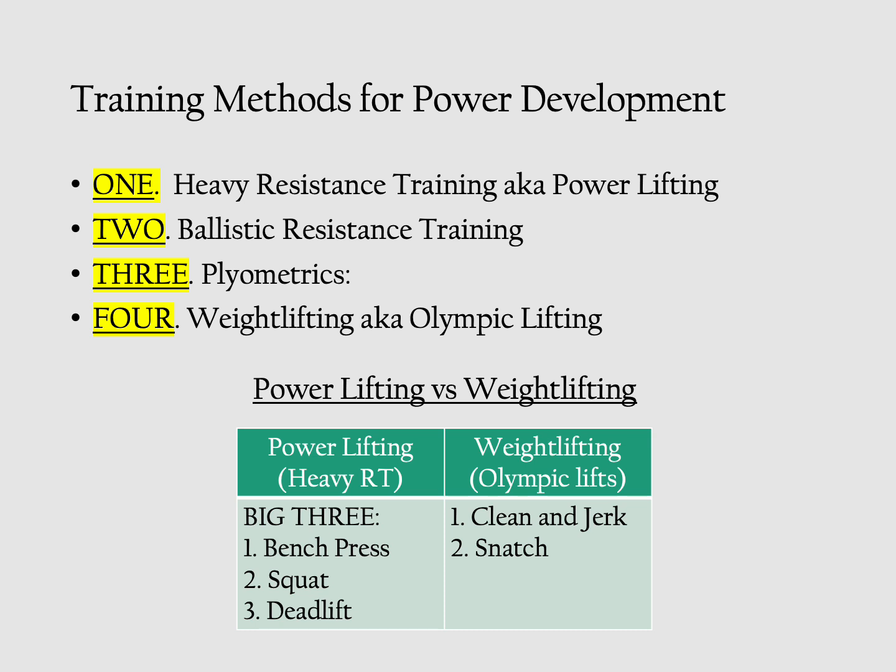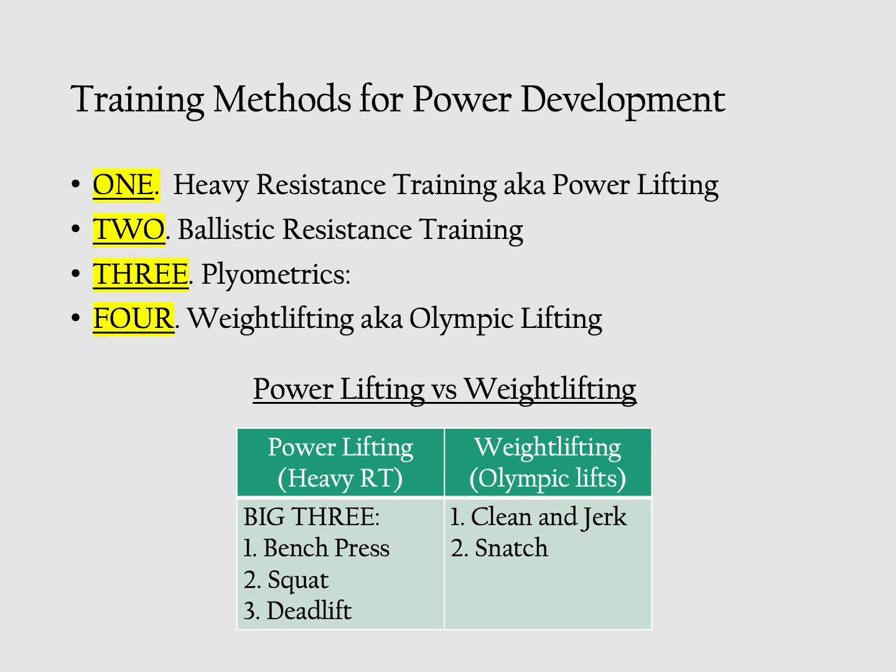Number 2, ballistic resistance training. Number 3, plyometrics. Remember our definition: eccentric muscle action immediately followed by concentric muscle action. This was the rubber band example. And then number 4, weightlifting, which is known as Olympic lifting. So number 1 and 4 can get a little confusing, so I broke it down in a table for you.